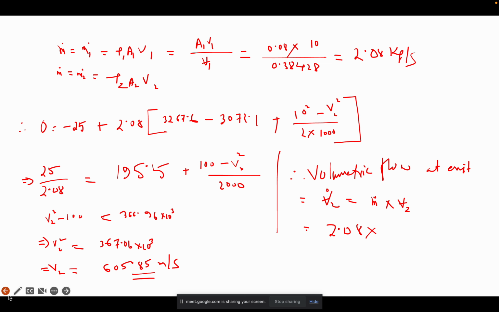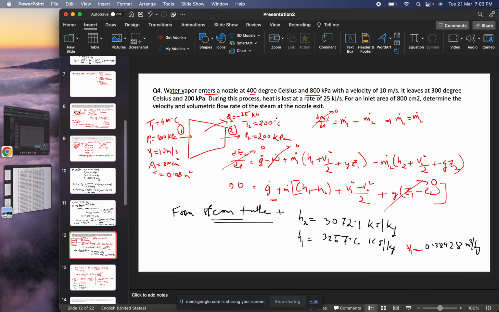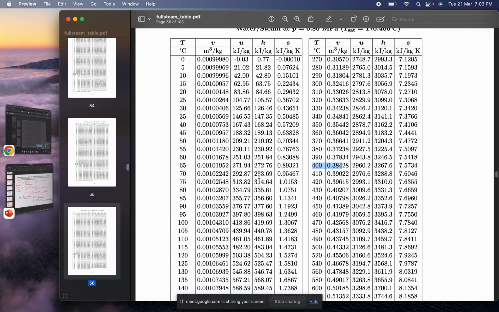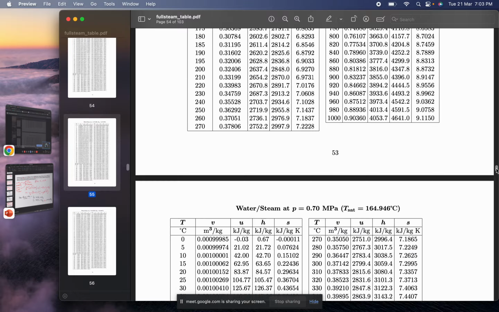And from the steam table I can calculate v2, that is at 300 degrees Celsius, 200 kilopascal, that means 0.2 megapascal.